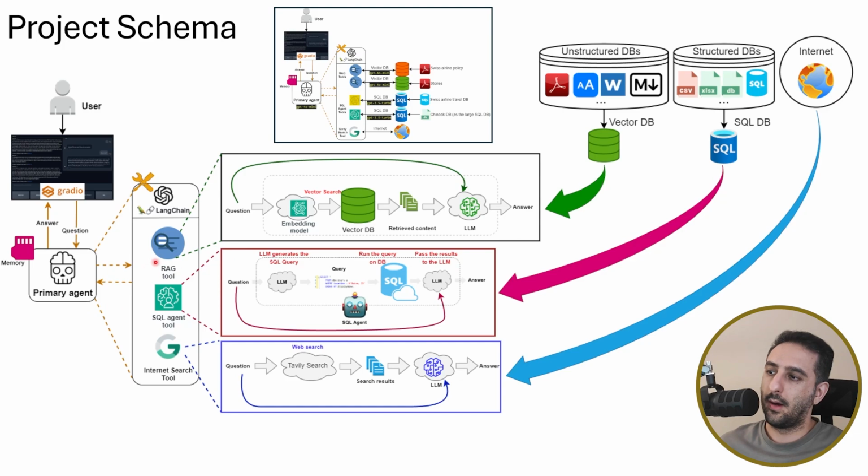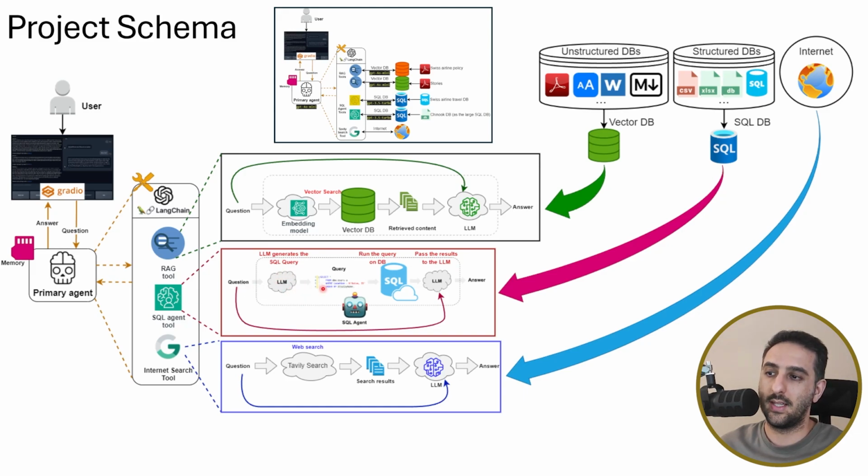So on the RAG tool side, the user's question is passed to an embedding model. Then we perform a vector search using the embeddings on a vector database. Then the search result, which we are calling the retrieved content, will be passed to a large language model along with the user's question, the chat history, and the system role in order to generate the final answer for the user.